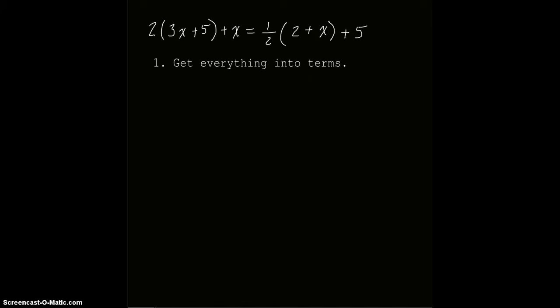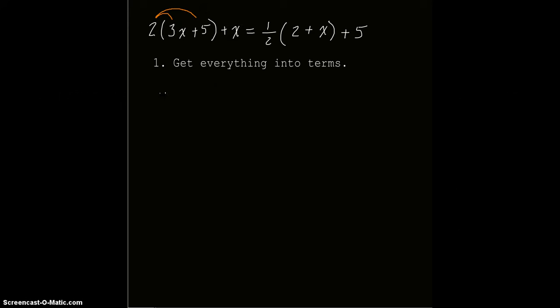So the first thing I want to do is get everything into terms, and as you can see, I've got a 2 times 2 terms, 3x plus 5. So I need to distribute the 2. I'm going to distribute this 2 to the 3x, and I'm going to distribute this 2 to the 5. The second set of parentheses, the one that closes the parentheses, says that's as far as I'm going to go with that 2. I'm not going to multiply the 2 by the x.